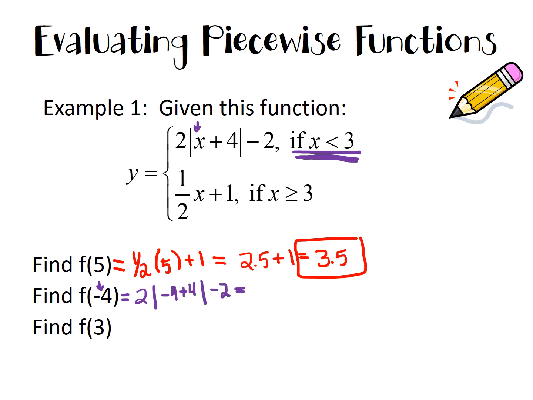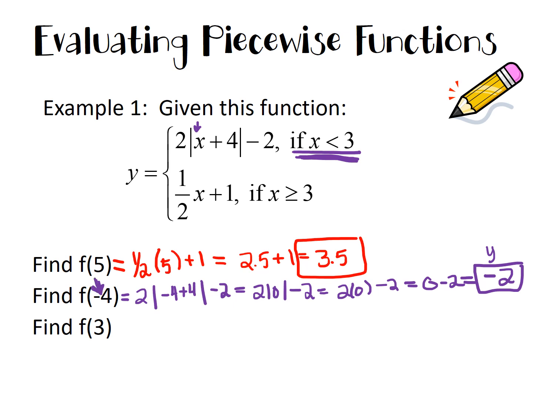So start with what's in the bars first. -4 plus 4 is 0, so we have 2 times the absolute value of 0, minus 2. Well, the absolute value of 0 is 0, so we're saying 2 times 0 minus 2. Well, 2 times 0 is 0, minus 2. That means that our final answer is going to be -2. So what we're saying is the function at the point x is equal to -4 is equal to -2, or my y value is equal to -2 when we plug in x as -4.